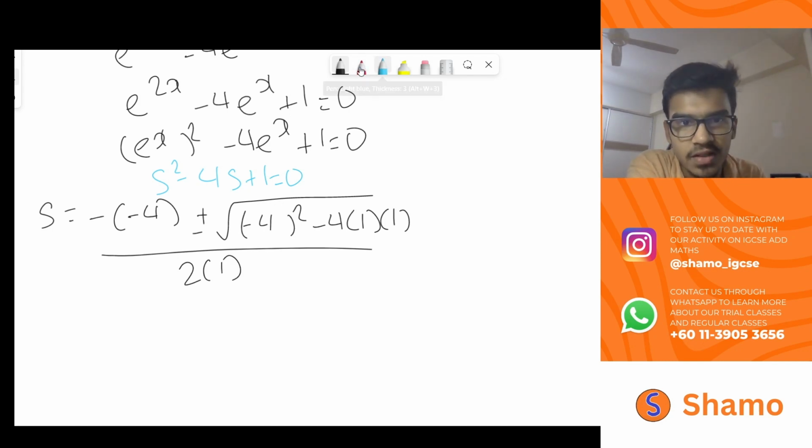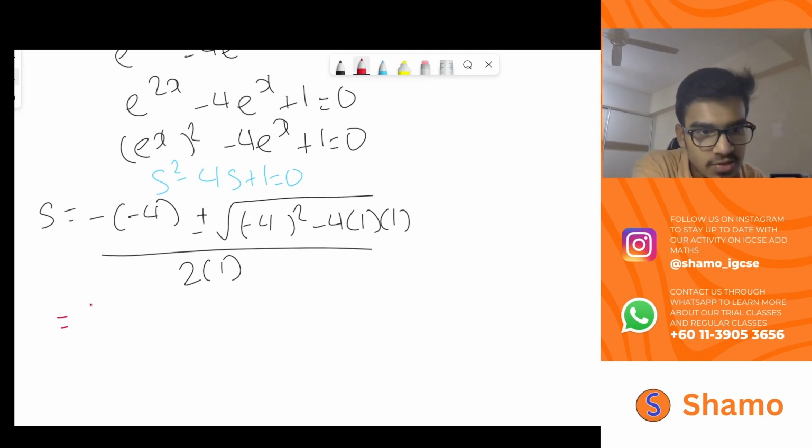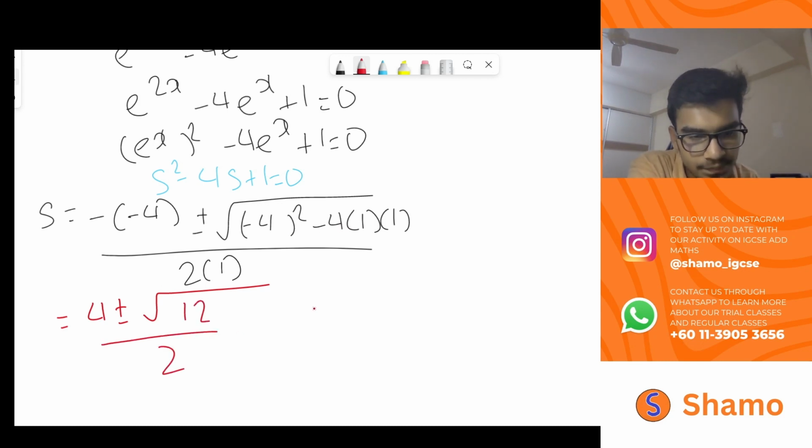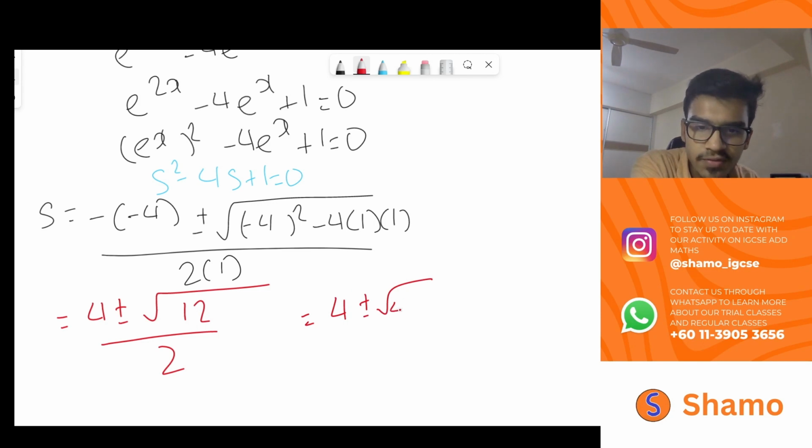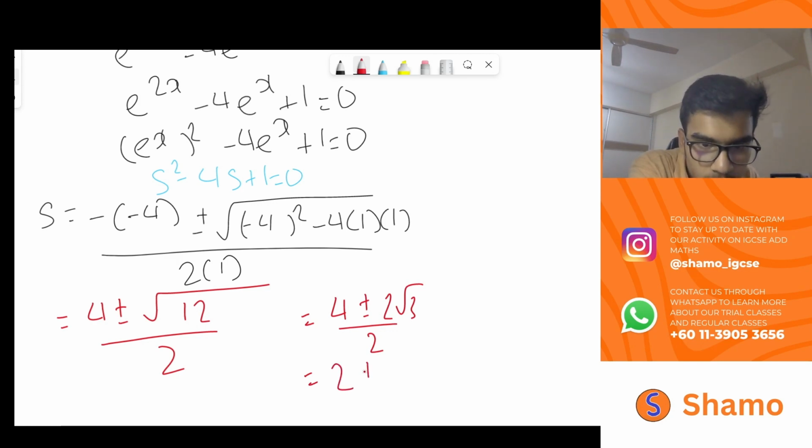Too much black right now, so let's change to red. So s is equal to 4 plus minus the square root of 16 minus 4, which is 12, over 2. Root 12 can be written as 2 root 3, because it's root 4 times 3, and root 4 is just equal to 2, right? So we could write it as 2 root 3 plus minus 2 root 3 divided by 2, which is equal to 2 plus or minus root 3. This is our answer.